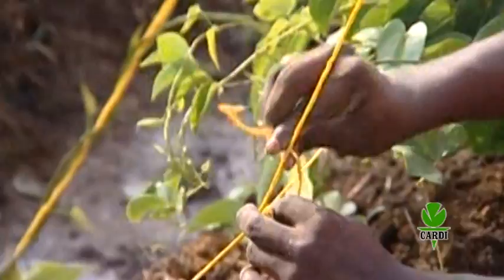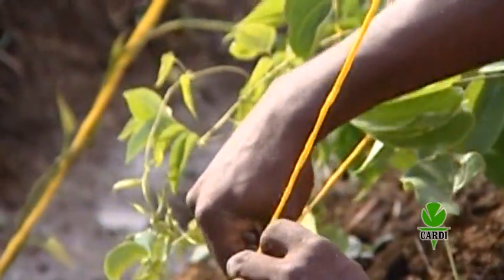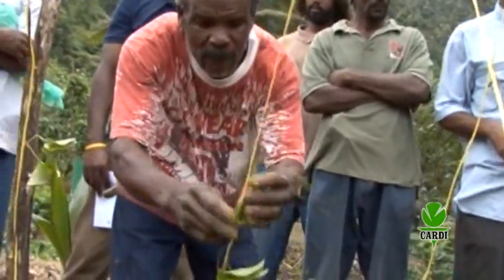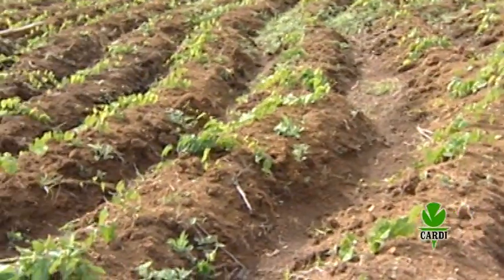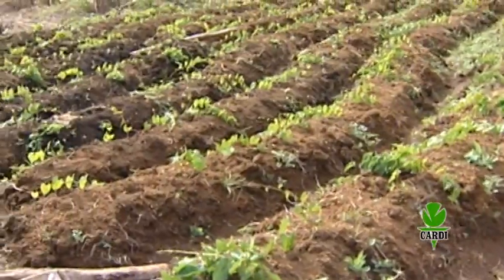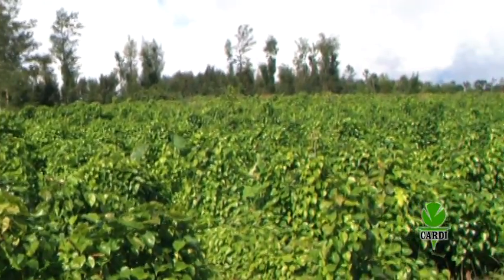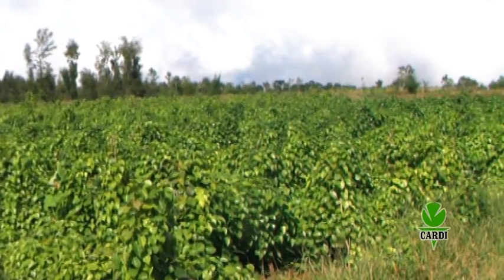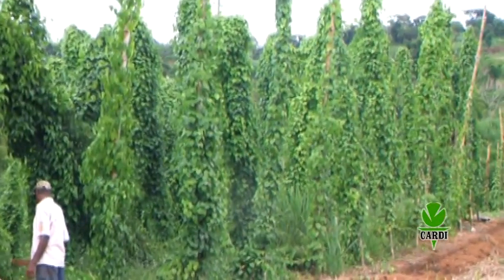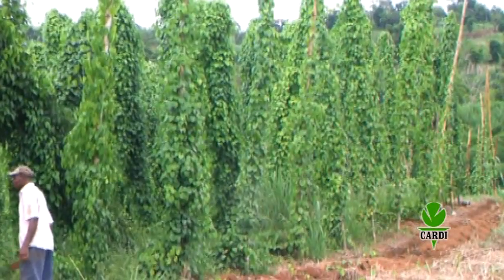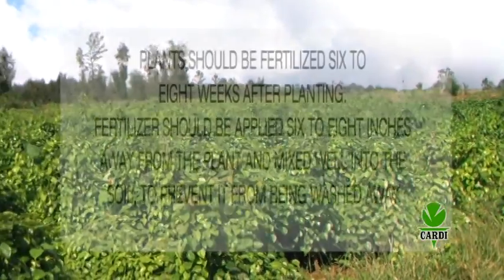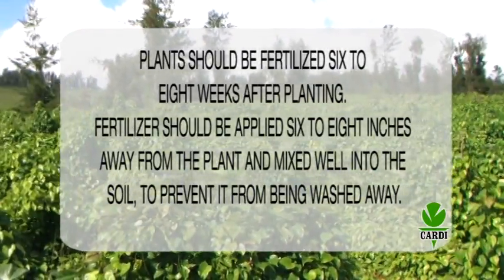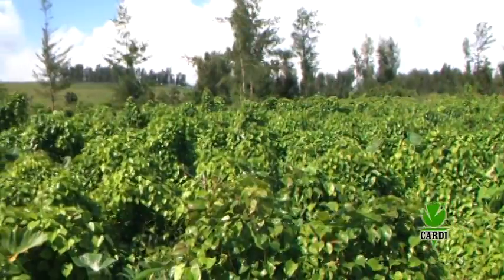Once the trellis is complete, the vine from the newly sprouted plant is carefully wrapped around the vertical string and away from the ground. Weeding is important throughout the growth of the yam plants, but it is most crucial during the first 3 months, so that the young plants do not have to compete with weeds for sunlight and water. Plants should be fertilized 6 to 8 weeks after planting. Fertilizer should be applied 6 to 8 inches away from the plant and mixed well into the soil to prevent it from being washed away.